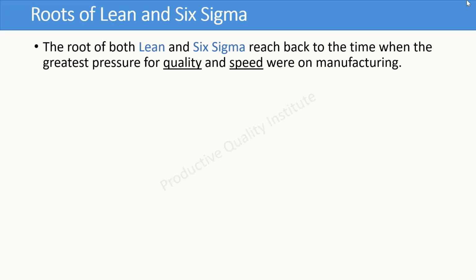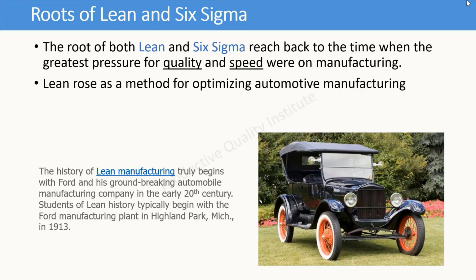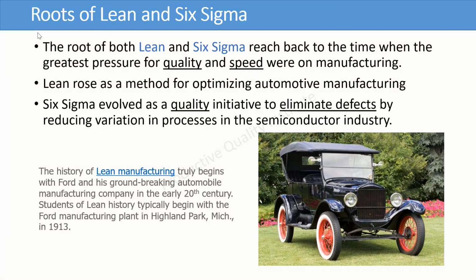The roots of both Lean and Six Sigma reach back to the time when the greatest pressure for quality and speed were on manufacturing. Lean rose as a method for optimizing automotive manufacturing. The history of lean manufacturing truly begins with Ford and his groundbreaking automobile manufacturing company in the early 20th century. Six Sigma evolved as a quality initiative to eliminate defects by reducing variation in processes in the semiconductor industry.